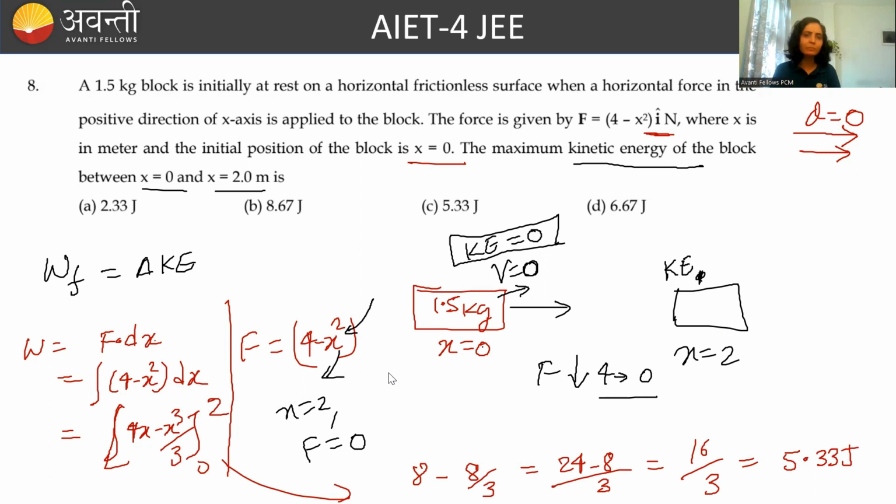So the question is very simple actually. Force is acting. You are asked for the maximum kinetic energy of the block. So the maximum kinetic energy will be when it gets the maximum work done on itself, right? So for maximum work to be done, we will take the displacement from 0 to 2. Okay. So the correct answer will be this. Okay. Done. Now let's look at another question.